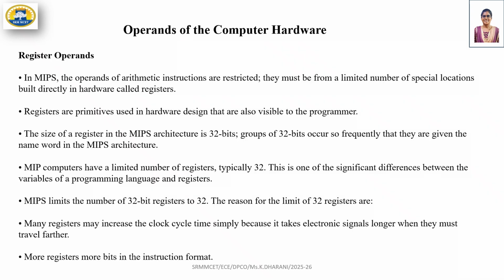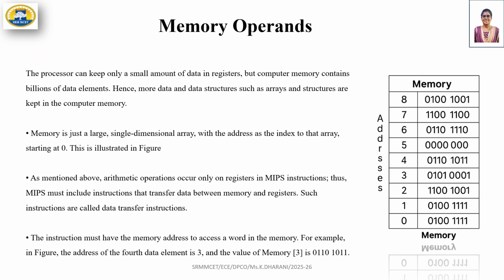Okay. Next, we can move on to operands. Operands of computer hardware. MIPS restricts the operands to registers, which are 32-bit. Only 32 general purpose registers are provided here. The registers are faster and directly accessed. Too many registers increase circuit delay and instruction size. So the main thing to note is that it is limited to 32 registers, and more registers would need more bits in the instruction format.